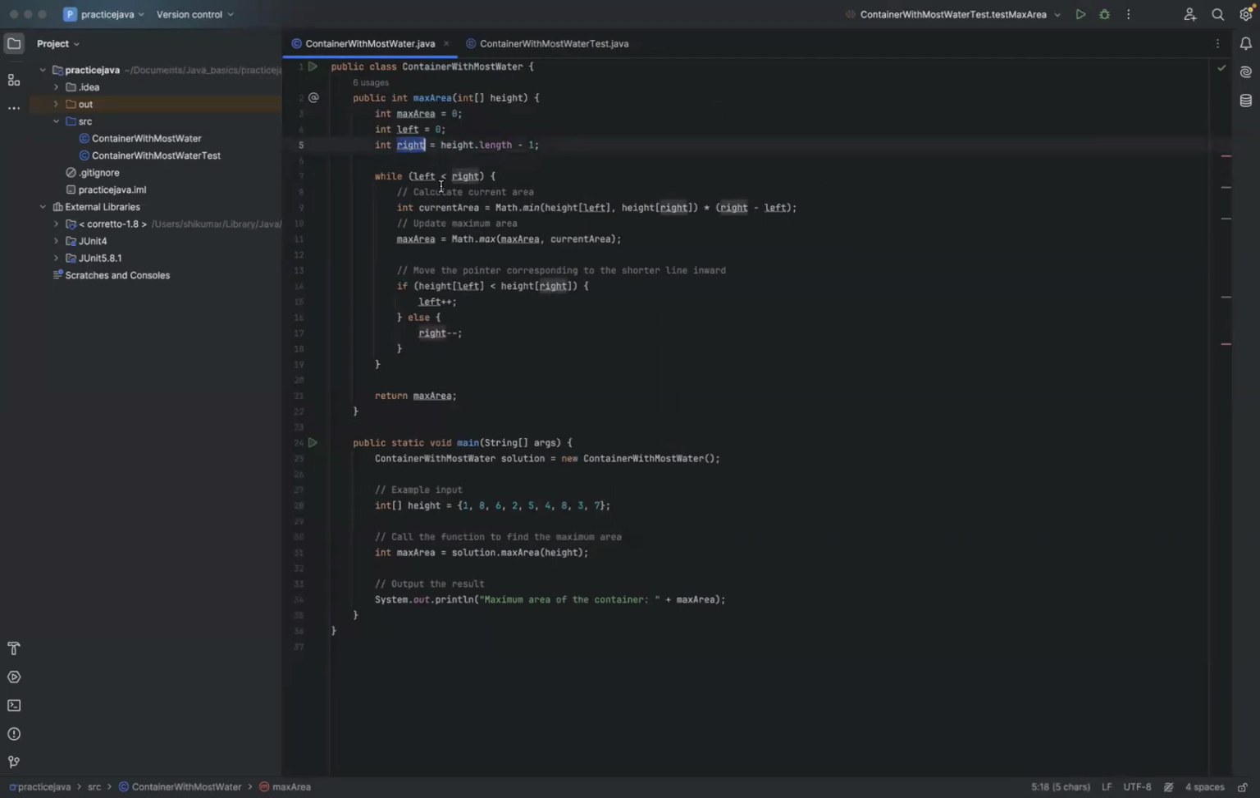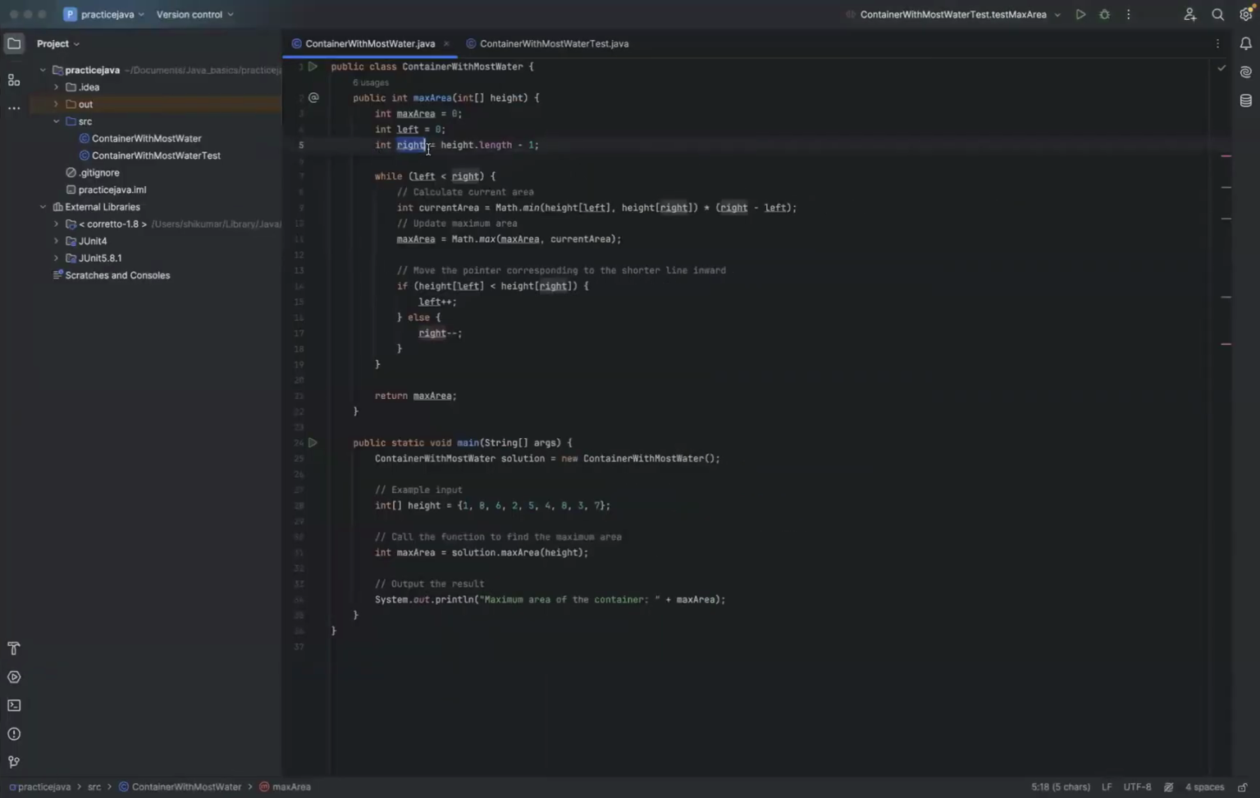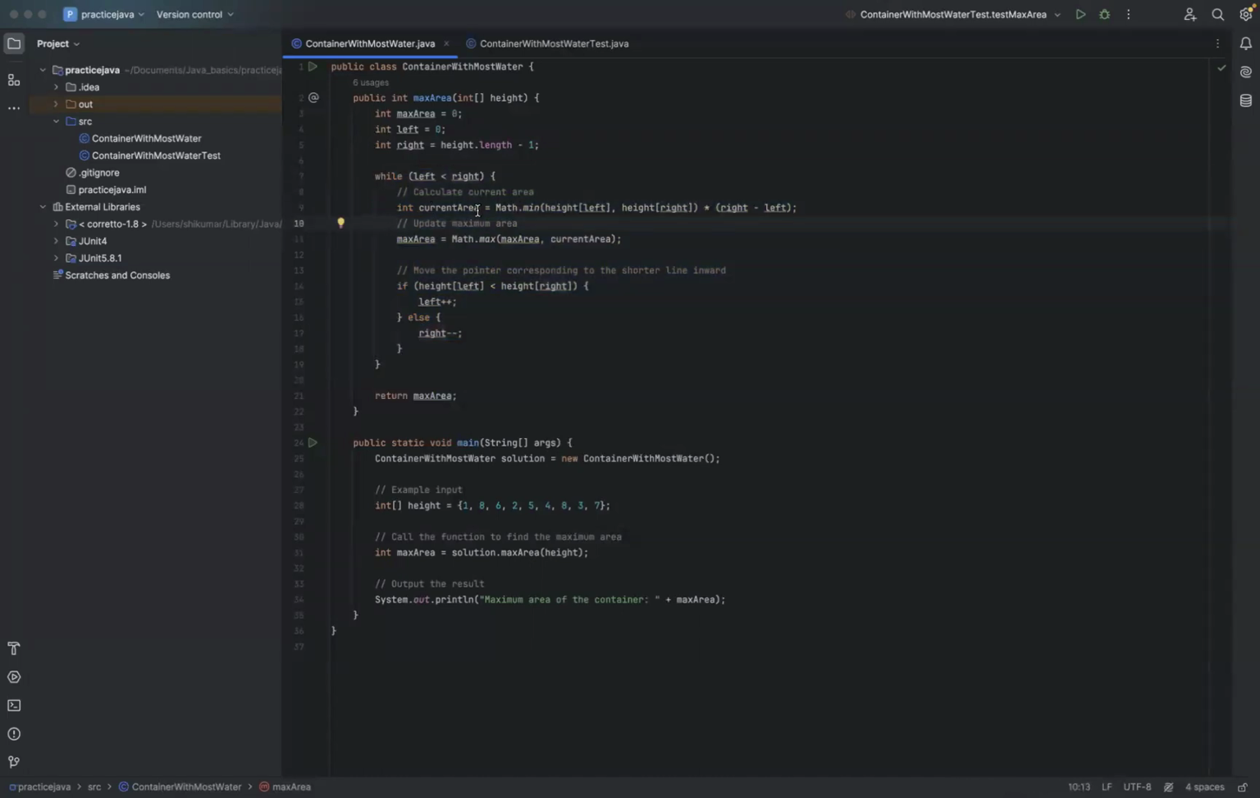Okay, that is what we have seen there, right? Suppose we keep left over here, right over here. That is what these two will do. Then we will run a while loop. The condition for this while loop is left is less than right. What does it mean? As long as left is less than right, till that point we will be doing this iteration.